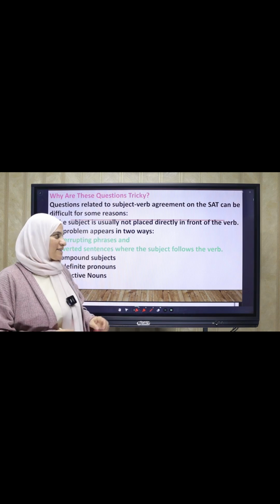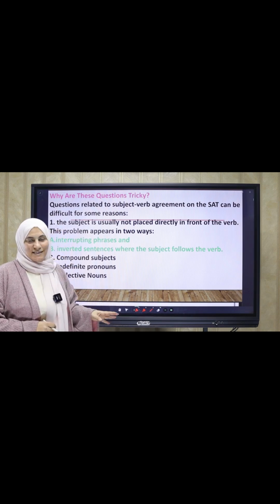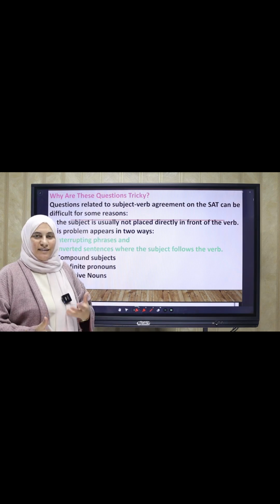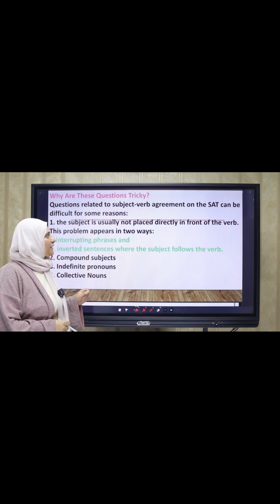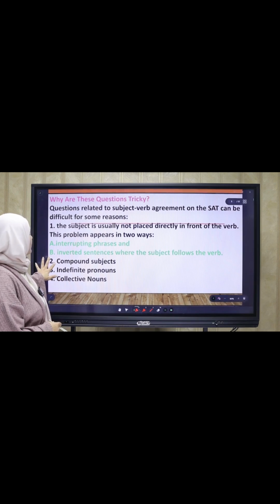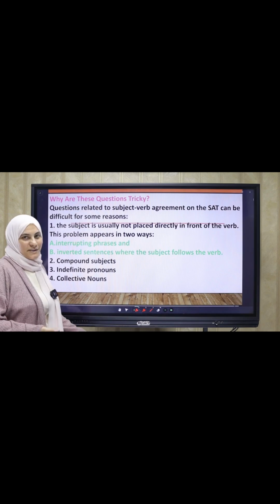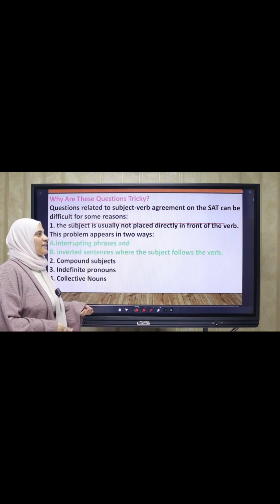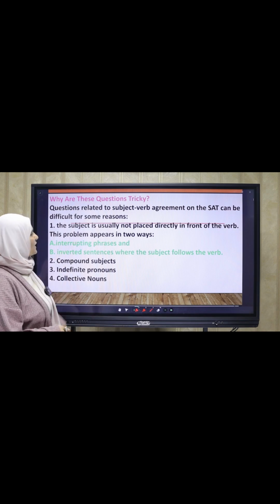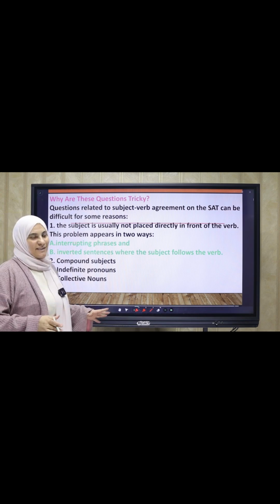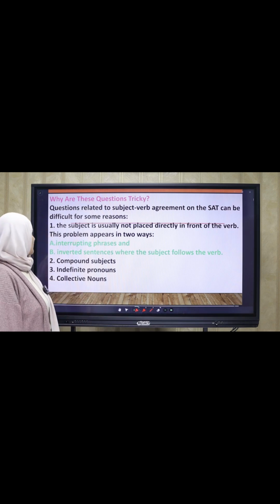Okay, but subject-verb agreement errors on the SAT are tricky and complicated. Why are they tricky? Why are these questions tricky? The rule is very simple. How can a question be tricky? Let's see. Questions related to subject-verb agreement on the SAT can be difficult for some reasons. In fact, we have many reasons for this problem.